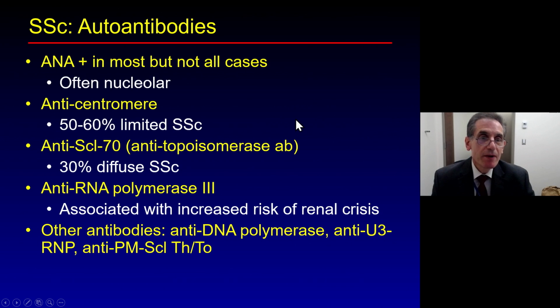In scleroderma, most patients are ANA positive, but not always. They may be nucleolar positive when they are ANA positive. The centromere antibody is positive in 2/3 of patients with limited scleroderma, and the anti-SCL70 antibody is positive in about 30% of patients with diffuse scleroderma. There are other antibodies that you should know about, including the RNA polymerase III, which puts scleroderma patients at an increased risk for renal crisis. And there are some other antibodies here as well.